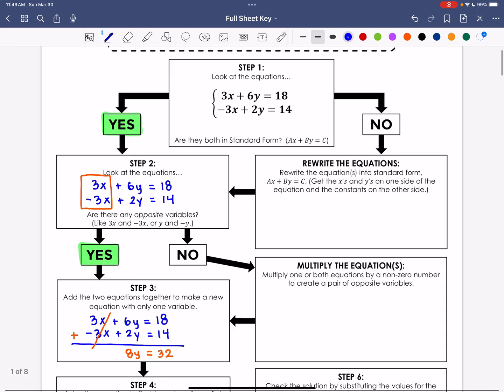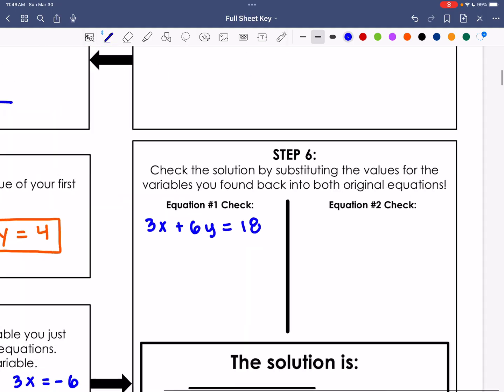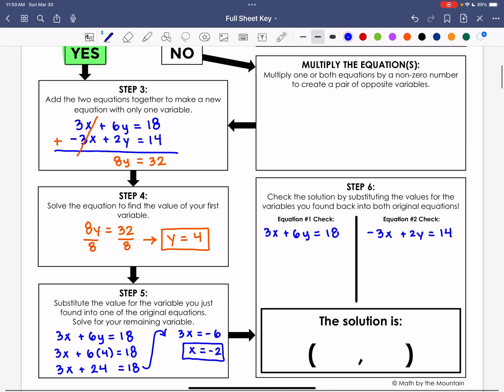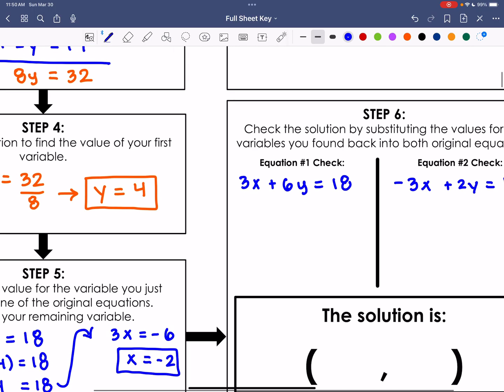And our second equation is -3x plus 2y equals 14. So when we substitute our values for x and y in, what we're looking for are true statements, because the definition of a solution to an equation is a value, or in this case, an ordered pair of values that makes our equation true. So instead of x, we are going to substitute -2. And instead of y, we are going to substitute 4. And we're just fact checking, does this really equal 18?